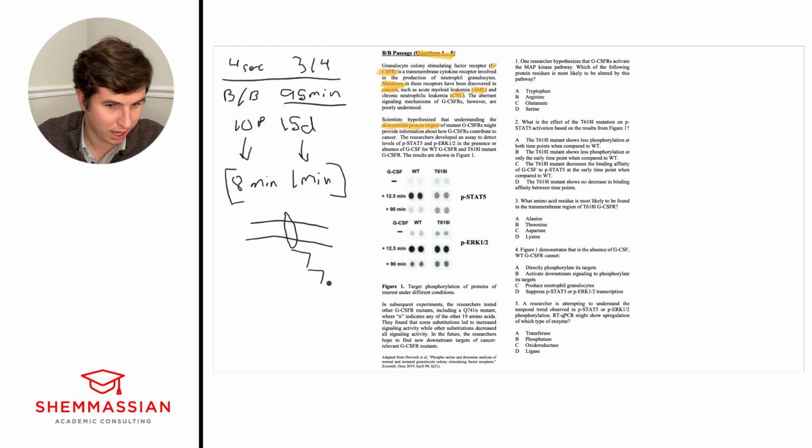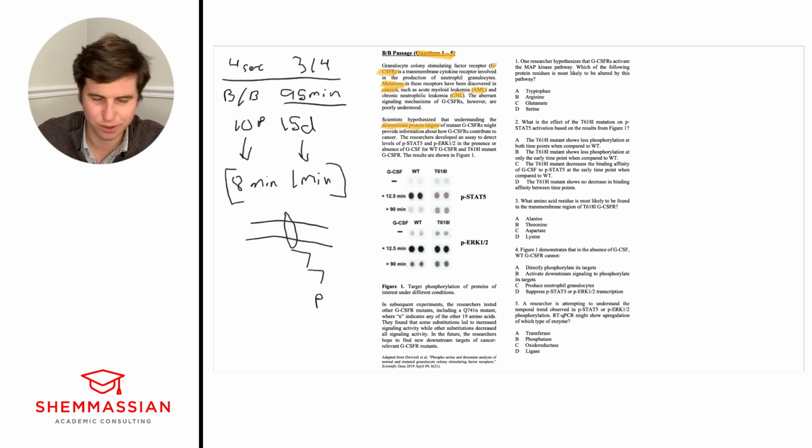We don't actually know much about how this cascade works, but then we have some form of protein down here that's a target for something. We'll figure out what that is later, but that's kind of what that means. That's what they're looking at. The researchers developed an assay to detect levels of p-STAT5 and p-ERK1/2 in the presence or absence of GCSF.